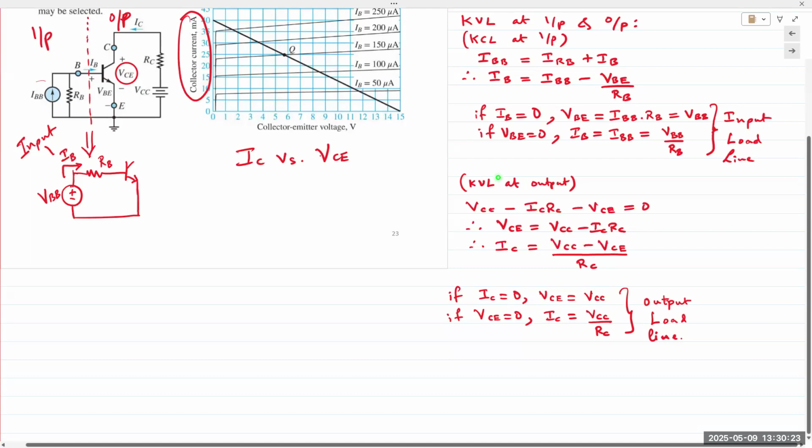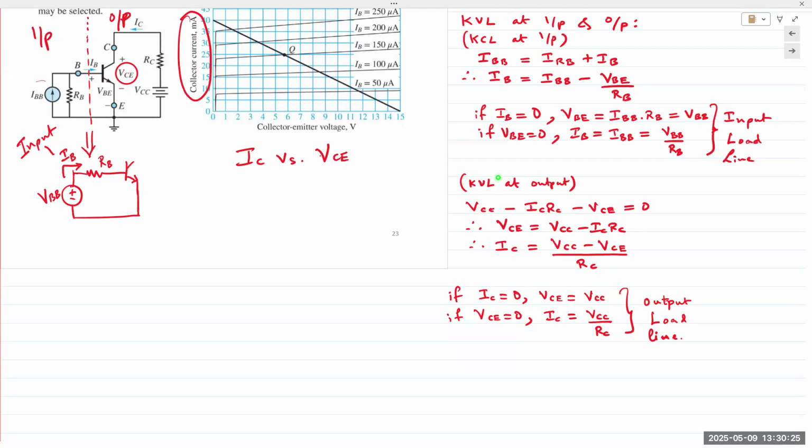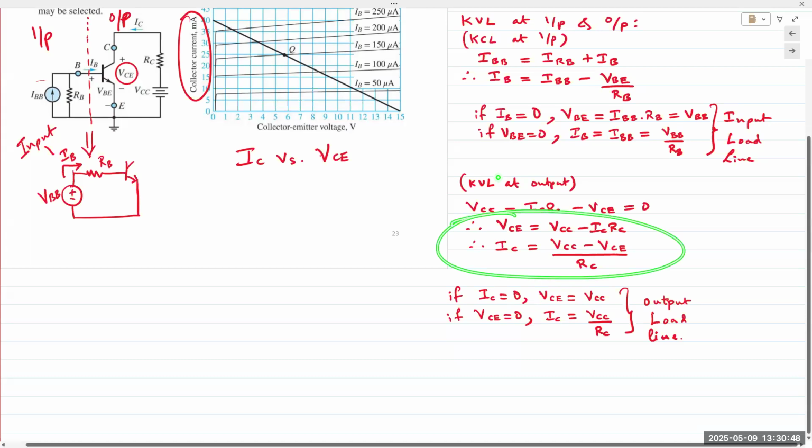So IB and VBE are proportional. As VB increases, IB increases. If IB increases, then IC increases. As IC increases, then VCE decreases. So at the maximum point, you obtain the minimum value of VCE. And we will see that shortly in a few slides. Okay, so this is the equation that relates VCE and IC.